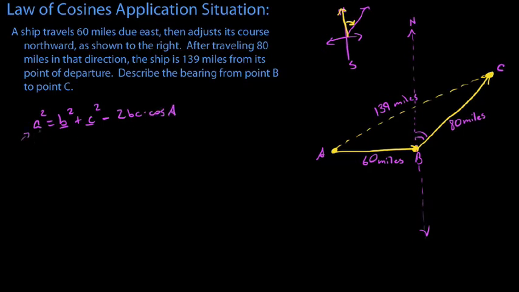And so now we have the alternate forms of this formula. In this case, since we want to know the bearing from point B to point C, we're going to use the b form of this formula. So we say b squared equals the sum of the squares of the other two side lengths, so a squared plus c squared, minus 2ac times cosine of B. And in this case, we need to get at the B.